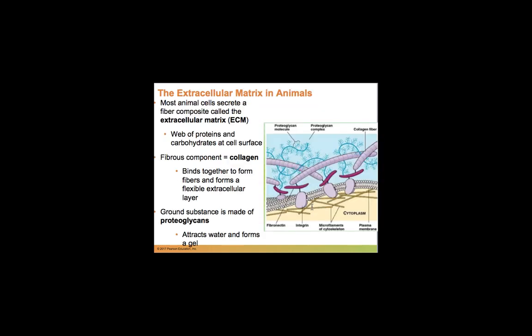All right, here's our extracellular matrix. So over here we see our plasma membrane. Directly outside of our plasma membrane, we're going to have our extracellular matrix. Our extracellular matrix is going to be a web of proteins and carbohydrates directly at the cell surface. The fibrous component of our extracellular matrix is collagen. Collagen is a form of protein. Our collagen is going to bind together to form these complex fibers, therefore forming a flexible extracellular layer.